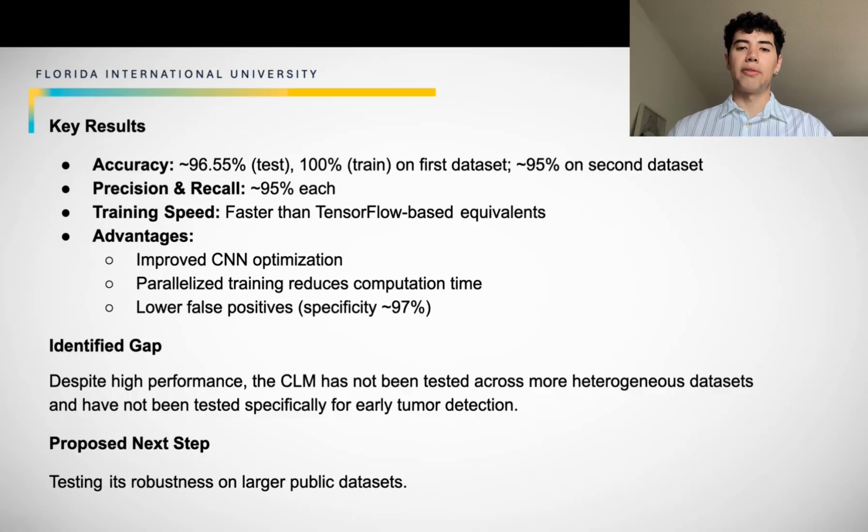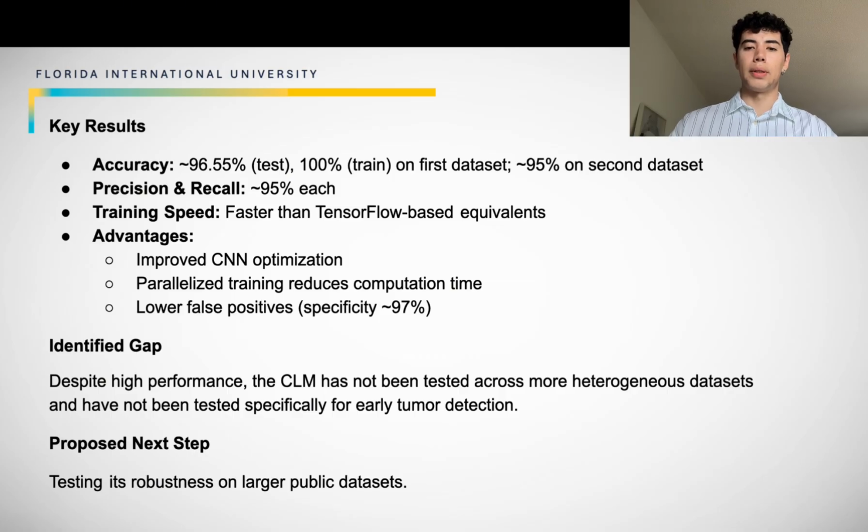So what I identify here as a gap that I can include in my project is that even though the CLM architecture has a high accuracy, the authors didn't evaluate more heterogeneous or real-world datasets, and they didn't evaluate for early-stage tumor detection either. And in clinical practice, early detection, especially for very small tumors, is crucial for improving the patient's outcomes, like survival. So these gaps represent an opportunity to extend their work.